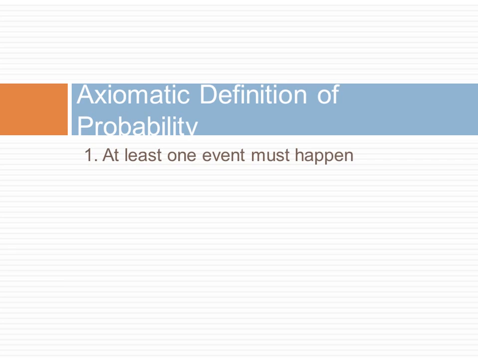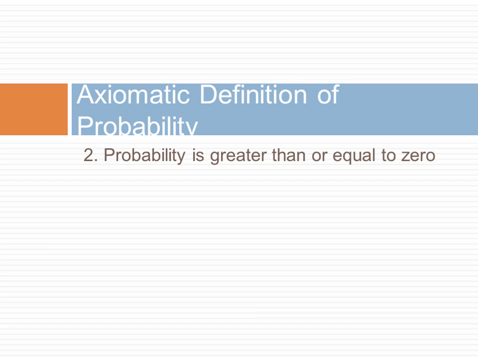The 4 axioms are the following. First, at least one of the possible events must happen. This is easy, and most people agree to this. Second, probability of any event is greater than or equal to 0. Again, this is easy. We can agree to assign only positive numbers between 0 and 1 to our opinions.